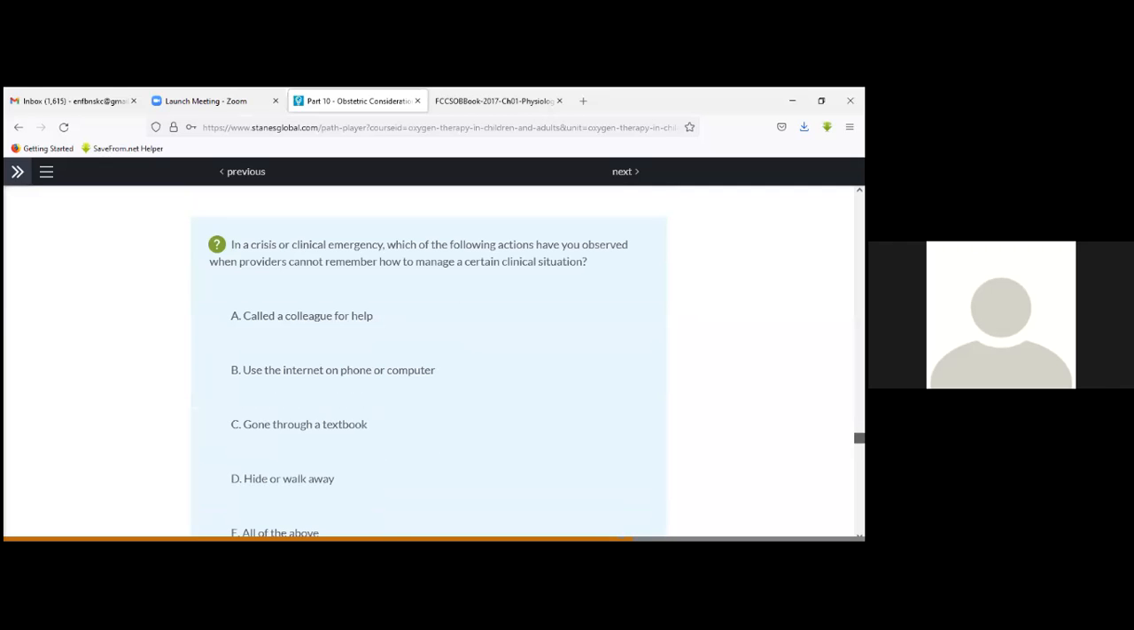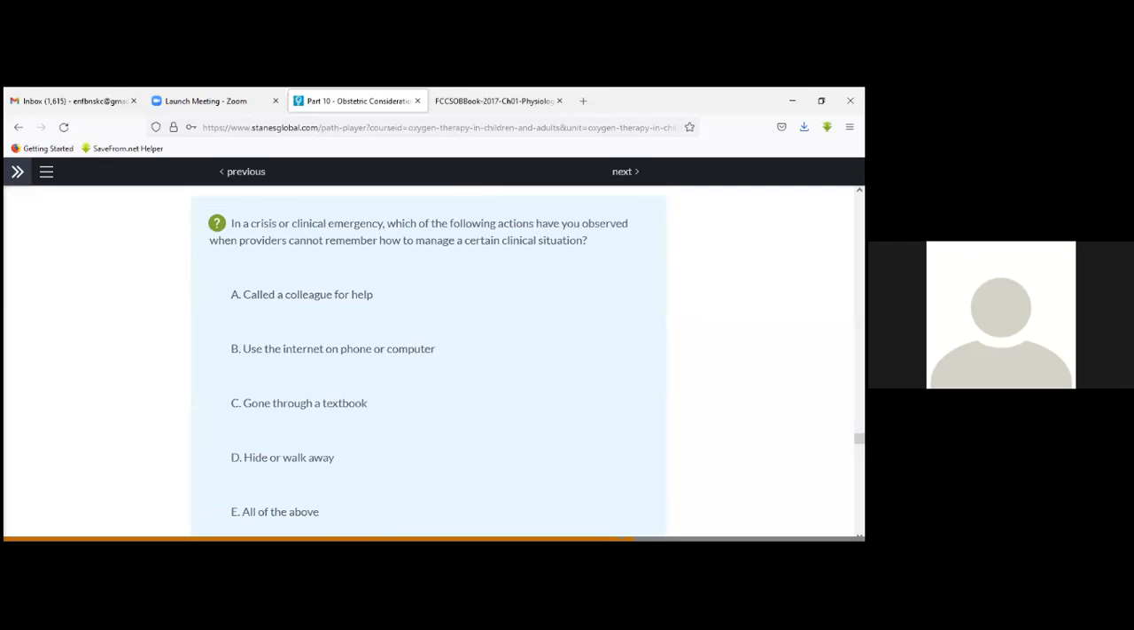So in a crisis or clinical emergency, which of the following actions have you observed when providers cannot remember how to manage a certain clinical situation? A, called a colleague for help. B, use the internet or phone or computer. C, gone through a textbook. D, hide or walk away. E, all of the above. So which one have we seen when there's an emergency? Which one have you seen?